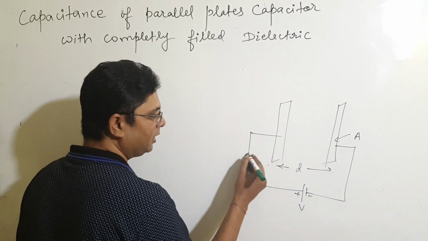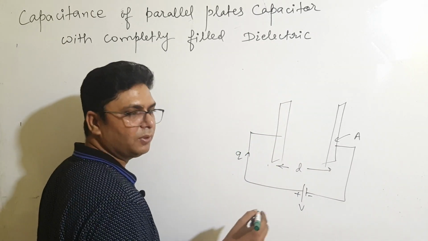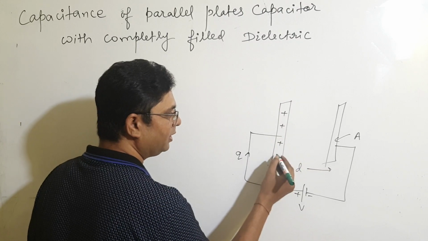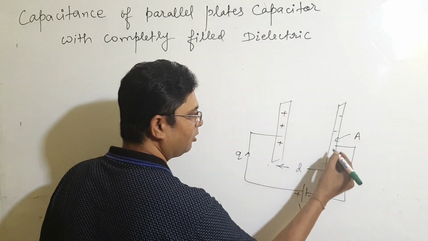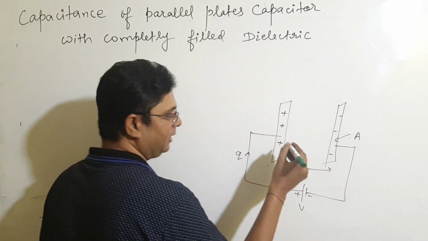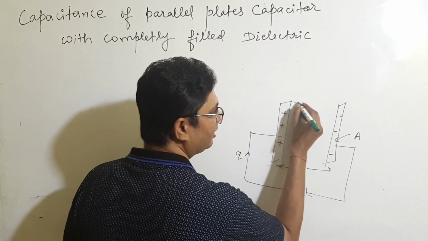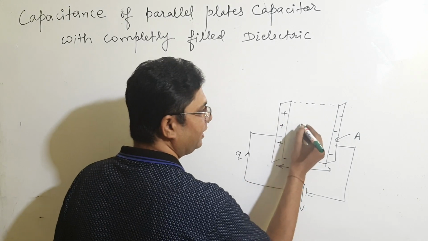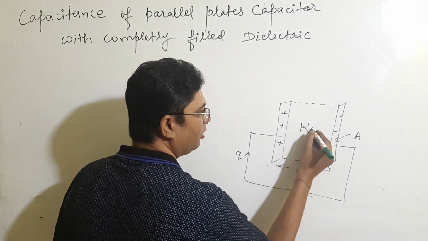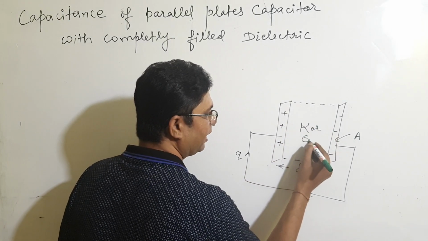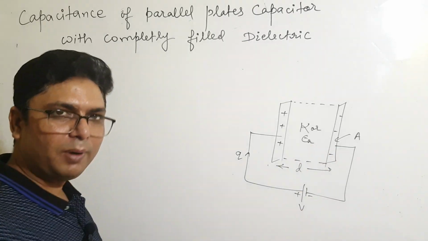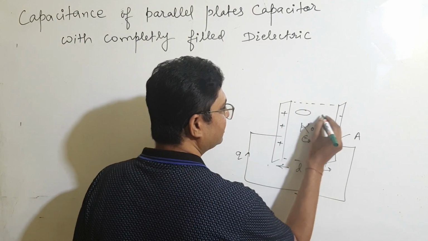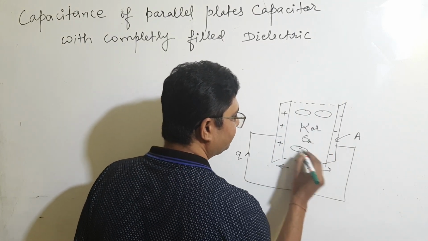So charge Q will be moved from the potential source, and plus charge will accumulate on this plate and minus charge will accumulate on this plate. Let us completely fill it with a mica sheet of dielectric constant K, or you can say epsilon R, relative permittivity. Then the dielectric molecules will be rearranged like this.